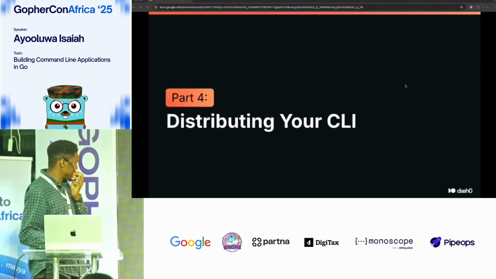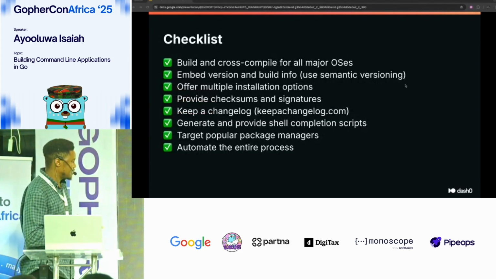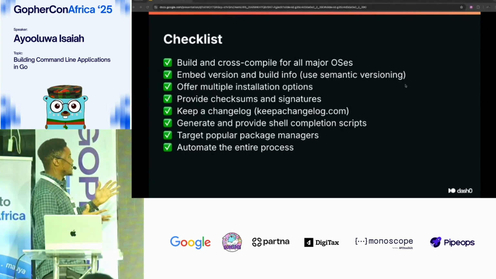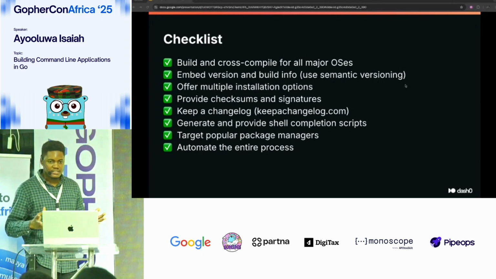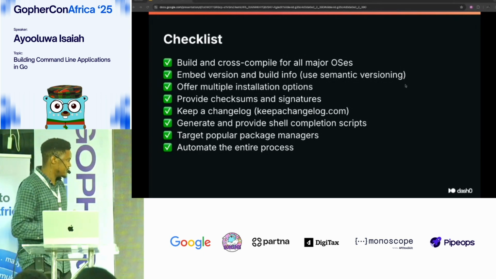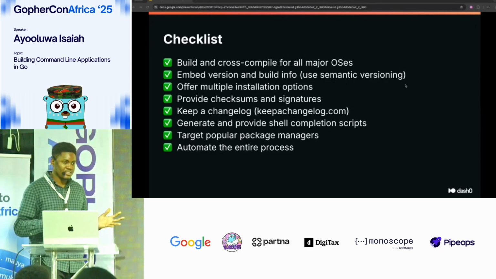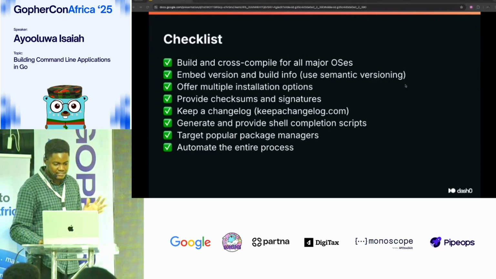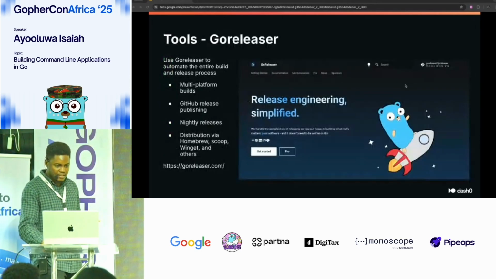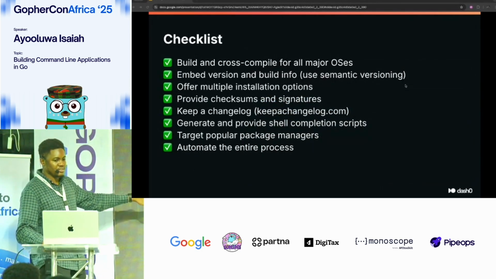All right, let's quickly talk about distributing your command line tool. Once you build a command line tool, you need to distribute it, and there are a lot of tasks you need to do. You need to build and compile for all the major operating systems. You need to embed the version info so that users can know what version they're using. You need to offer multiple installation instructions and so on and so forth. But one of the best tools available can automate everything I've just mentioned. You don't actually need to do it yourself.